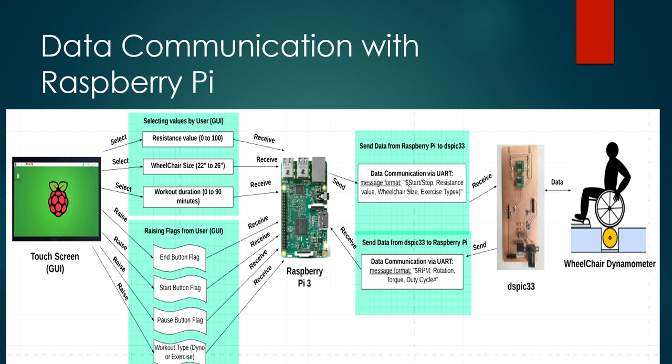As you can see here, the Raspberry Pi will tell the dspic33 whether to start or stop receiving data. It will send the dspic the resistance value, the wheelchair diameter, and the workout type. After the dspic receives that packet, it will process it and then send it to the motor.